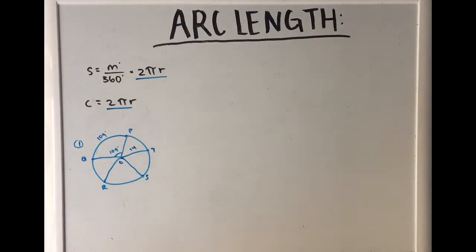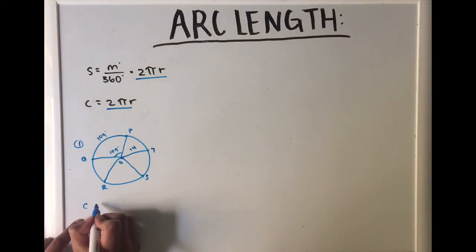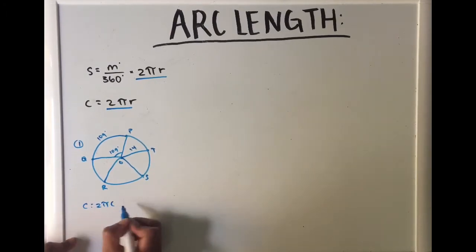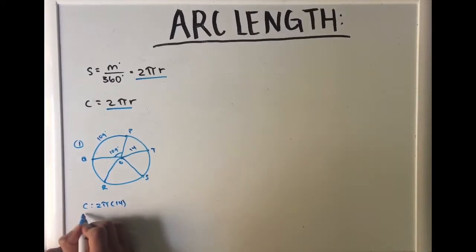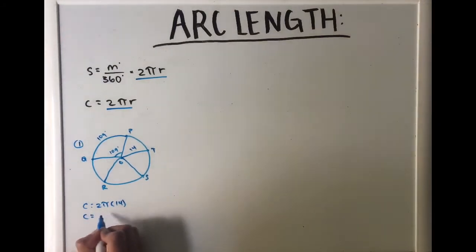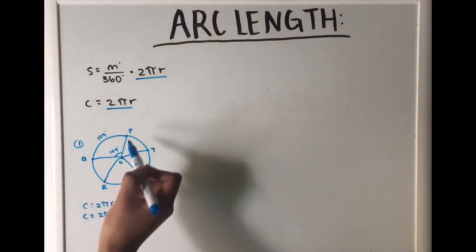So first things first, we can use the circumference formula, c equals 2 pi r, and plug in what we know. So it is 2 pi times the radius, which is 14. When we simplify this, 2 times 14 is 28. Multiply that by pi, and c equals 28 pi. Okay, now we can plug that into this equation to find the length of this arc.